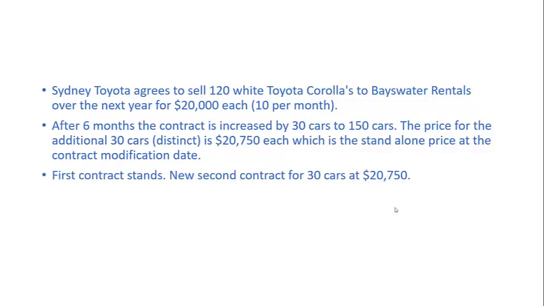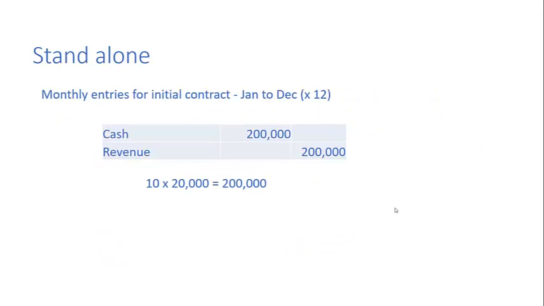We treat them separately. So we'd let the first contract stand and allow it to be accounted for the full 12 months of the contract, and we'd treat the contract modification as a new or second contract for the additional 30 cars, 5 cars per month, at $20,750.